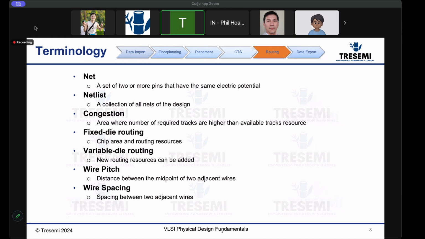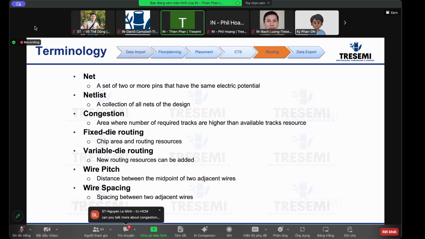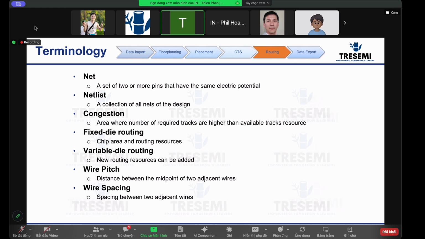But with older technology, there's an option called variable die routing, where the resource can be changed. They can add a layer so we have more routing resource. They start with like three layers and see if they can route it with three layers. If not, they can say, okay, let's do four layers. And a couple more terms about the wire pitch and the wire spacing.